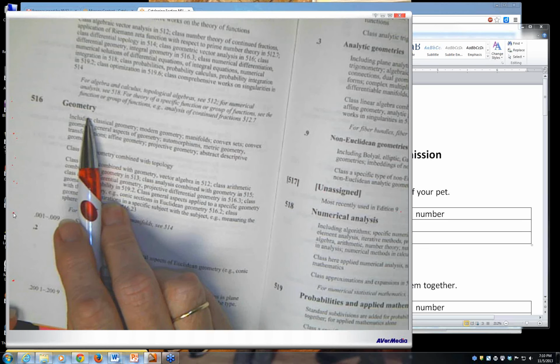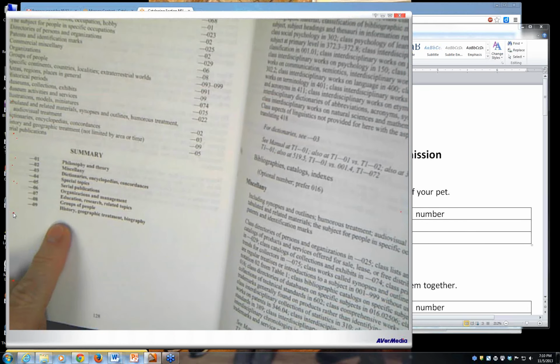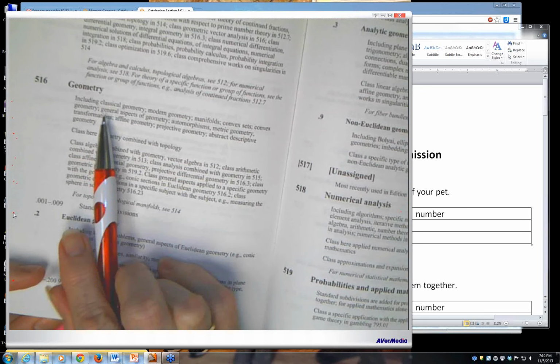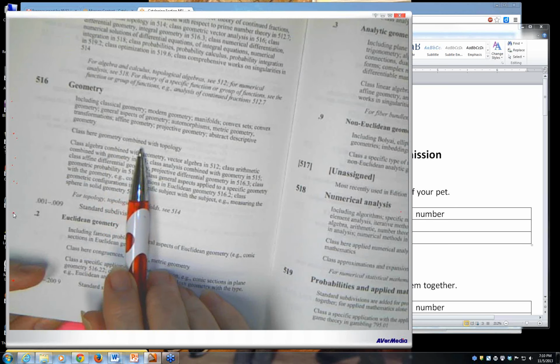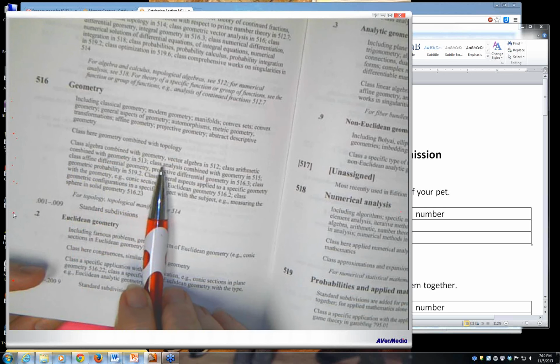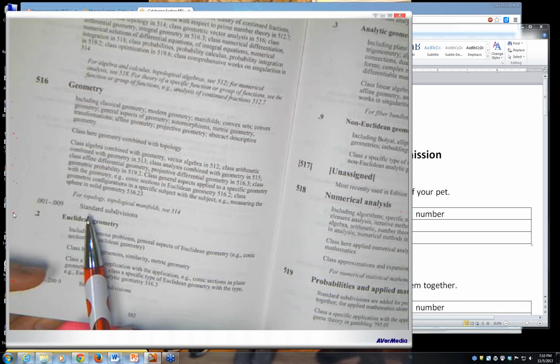We know that this is in the format for history, and standard subdivisions indicate there's an entry for history. History happens to be 09. So let's look at our notes. Geometry, including classical geometry, geometry combined with topology, class algebra combined with geometry, and so forth. And then when we get down to the bottom section of our notes, standard subdivisions right here.